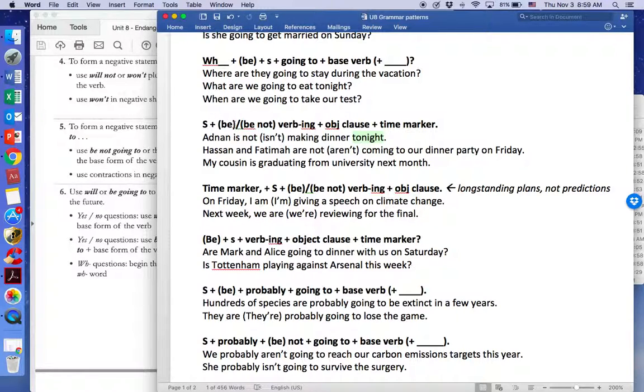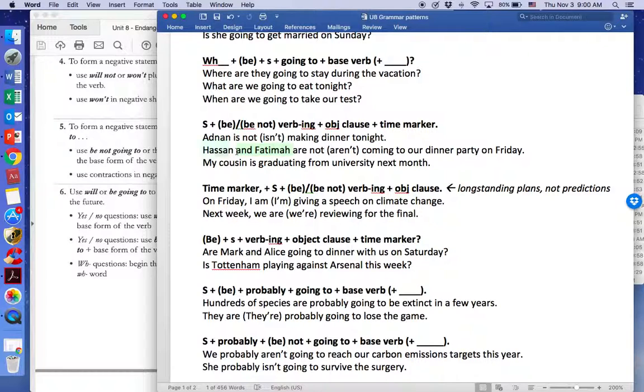Right? Subject, be or be not verb, verb plus ing, plus an object clause, and then a time marker. So for example, Adnan is not or isn't making dinner tonight. So we know we're talking about tonight, which is later. We're assuming it's later. Adnan's our subject. Here's our be verb, using it in the negative this time. Verb plus ing, object or object clause, time marker. Okay, Adnan isn't making dinner tonight.